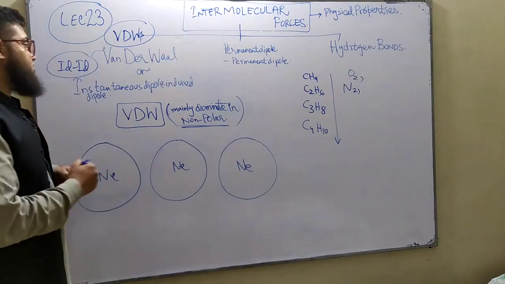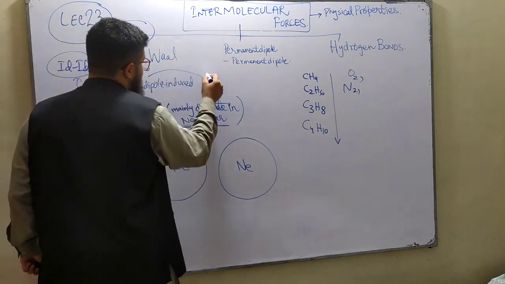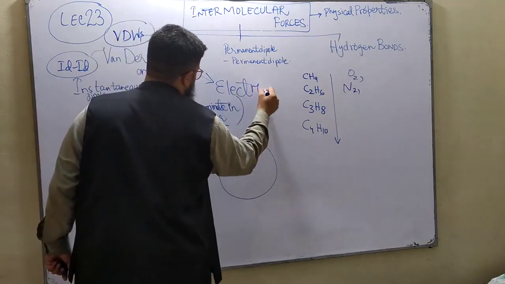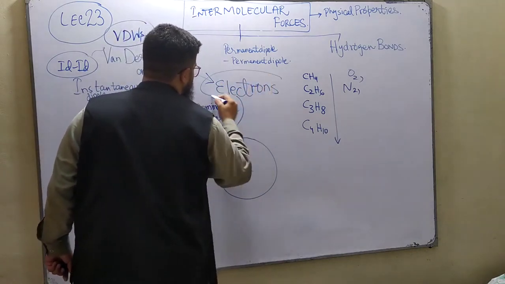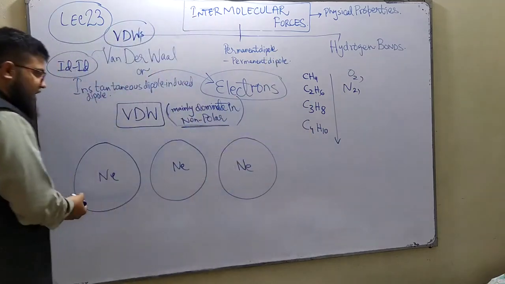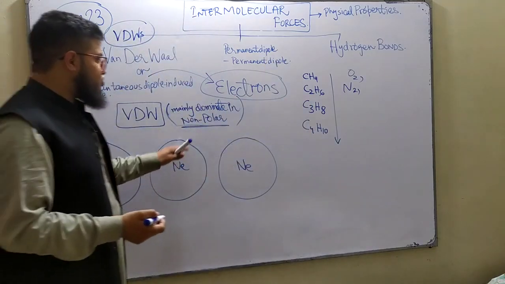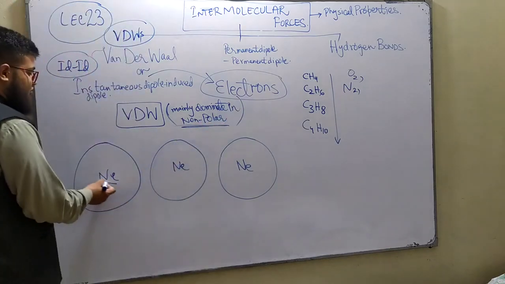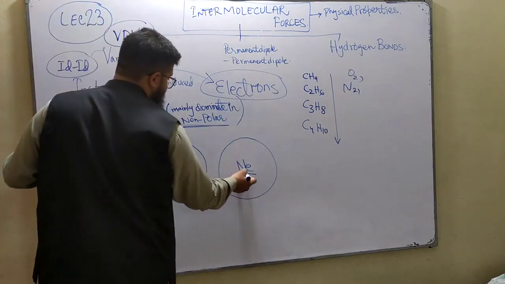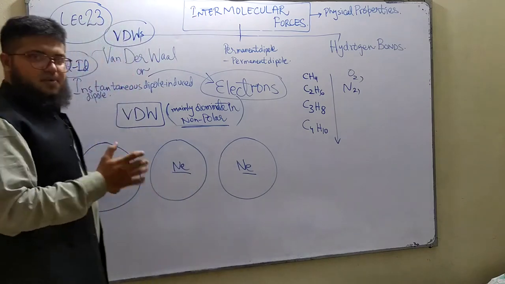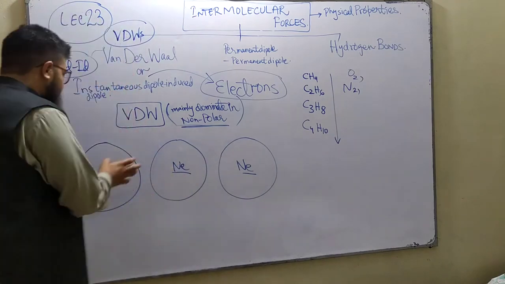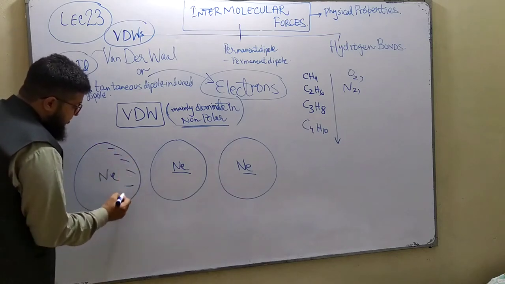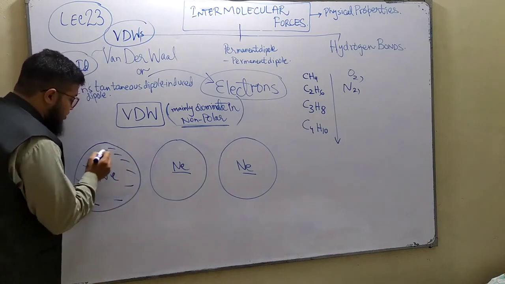And what do these forces actually depend upon? They depend upon the number of electrons present in a compound or in a molecule. Now, how are the electrons involved in here? Let's see. As I told you, they mainly exist in nonpolar compounds. So neon is a nonpolar compound. It's a noble gas, so it's going to be nonpolar, because it won't have any poles. In neon, you've got electrons revolving all around the nucleus.